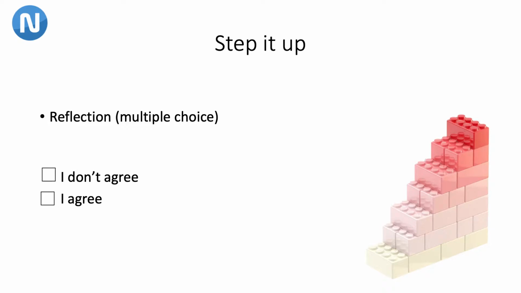The next step is to add a level of reflection. Now, "I agree" or "I don't agree" might be too simple to trigger most types of learning, but you can add multiple choice questions that require the user to interact with the information, absorb meaning, and reflect on the topic.